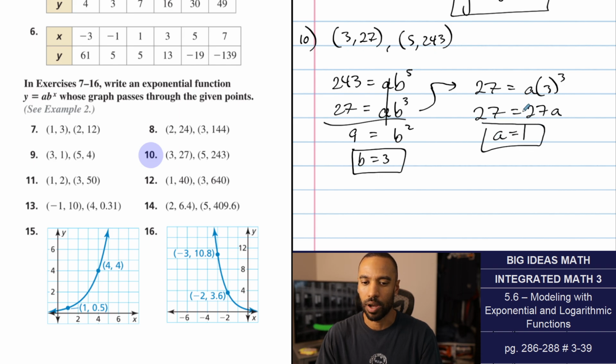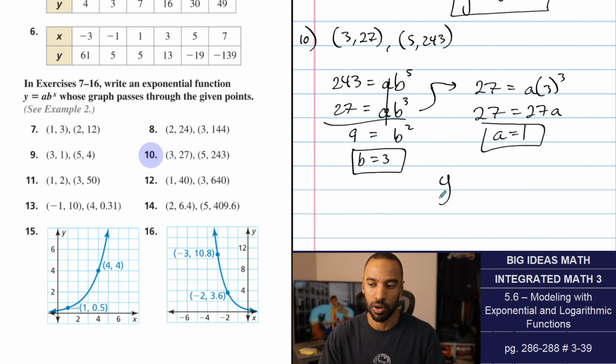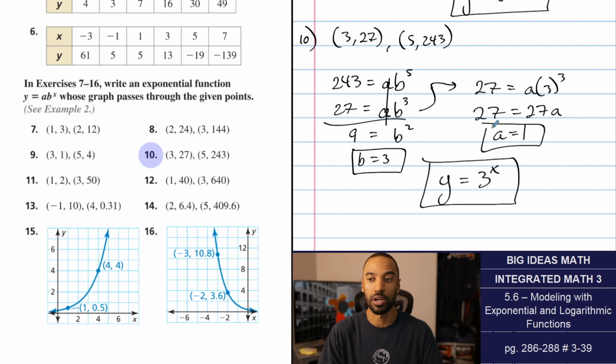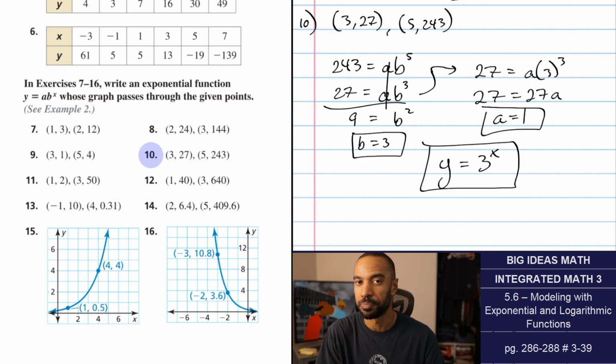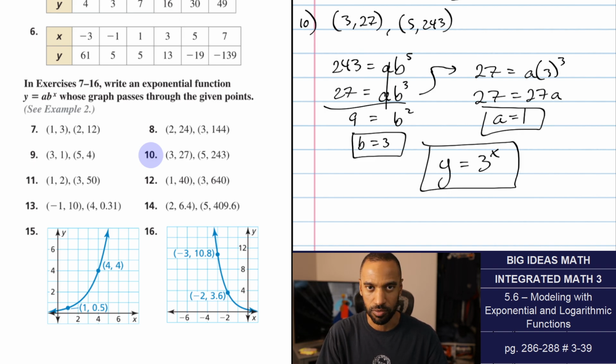Now, you don't have to write 1 in your equation. We normally don't expect to see it in our equations. Instead of 1 times 3 to the x power, I'll just write 3 to the x power. I want you to know that that means a is 1 in the problem, but it doesn't mean we have to write it. All right, a little bit faster now.